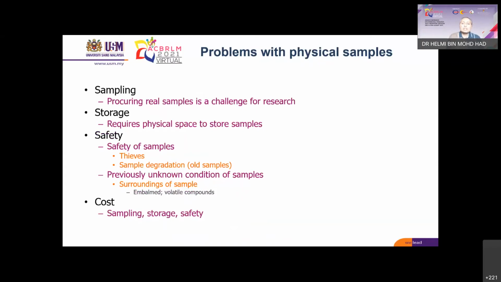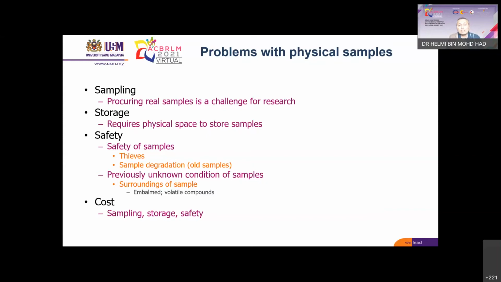The problem when we are dealing with physical samples is that we have a few problems. The first problem is sampling. Where do we find the bones or the tissues to do the sampling? When we get the bones or the tissues or the fluid, where are we going to store the samples? That is another problem. After storing the sample, what about the safety?